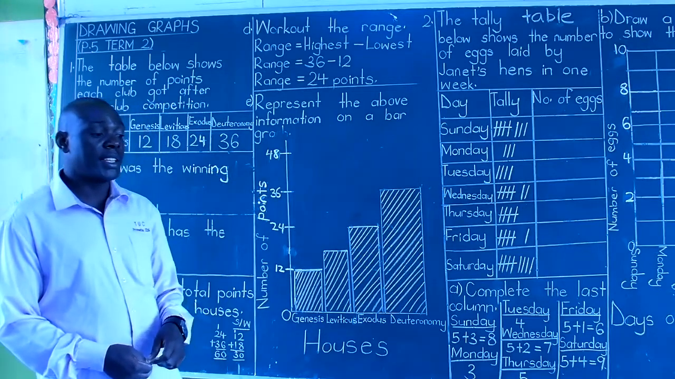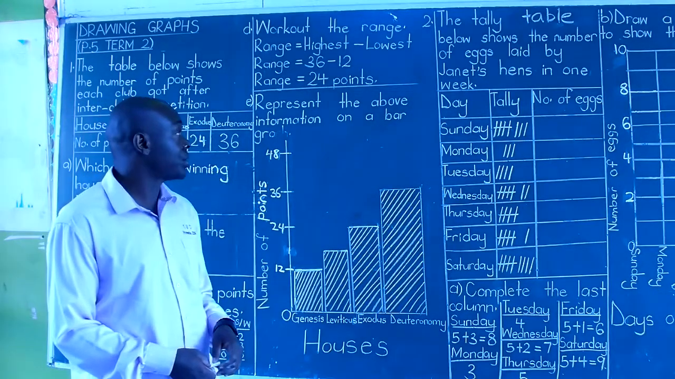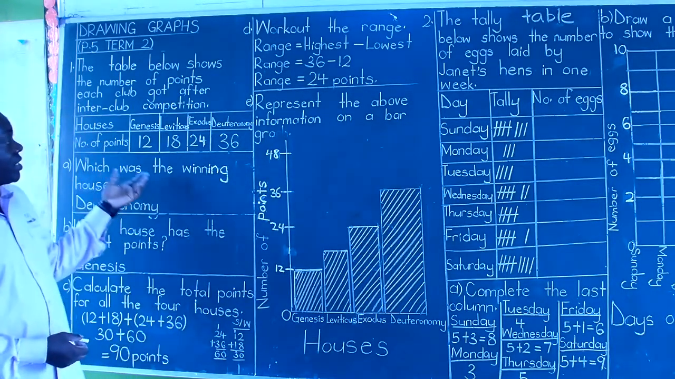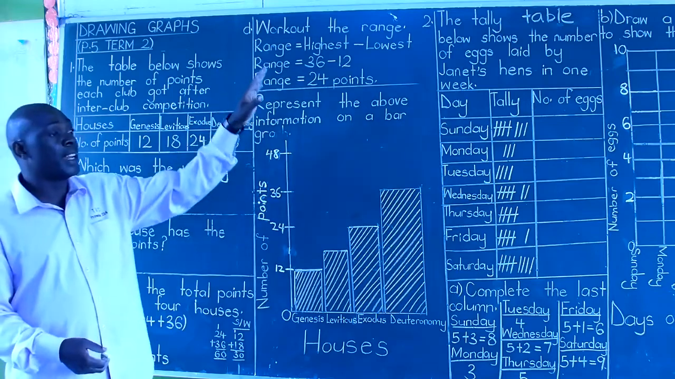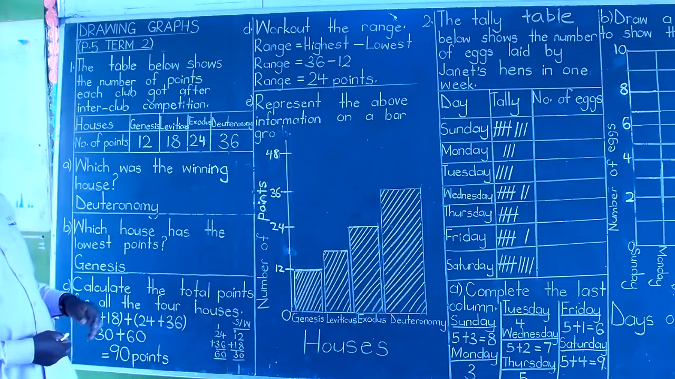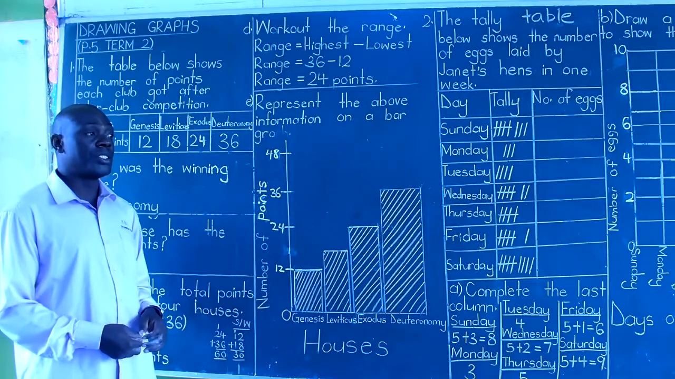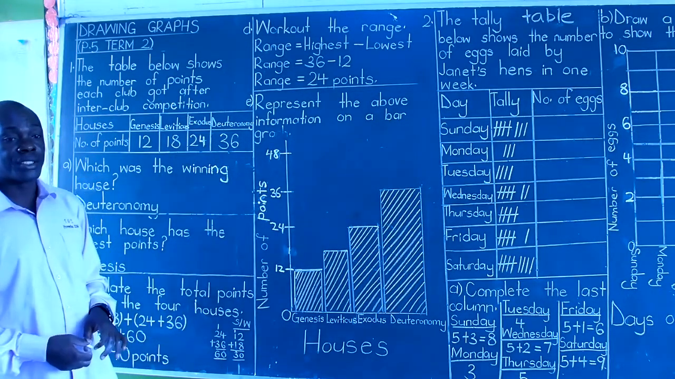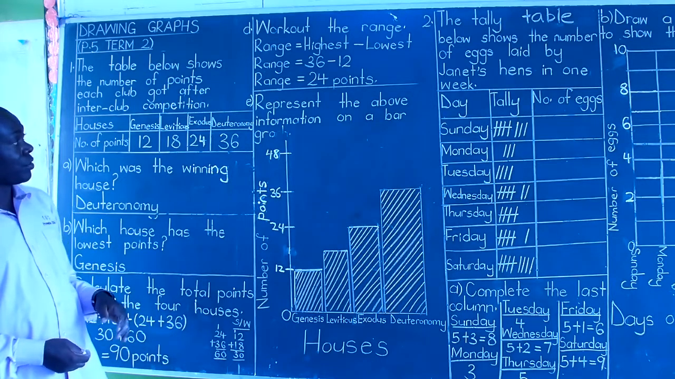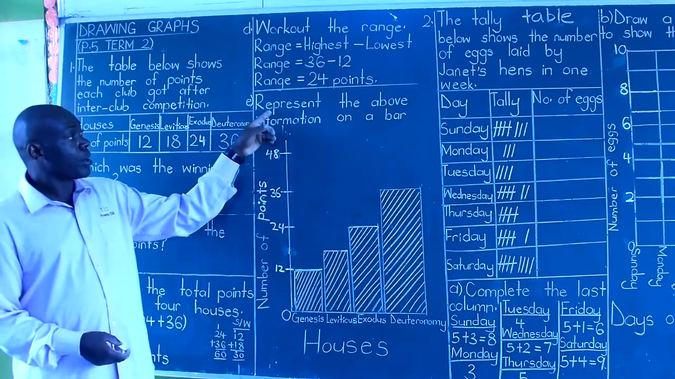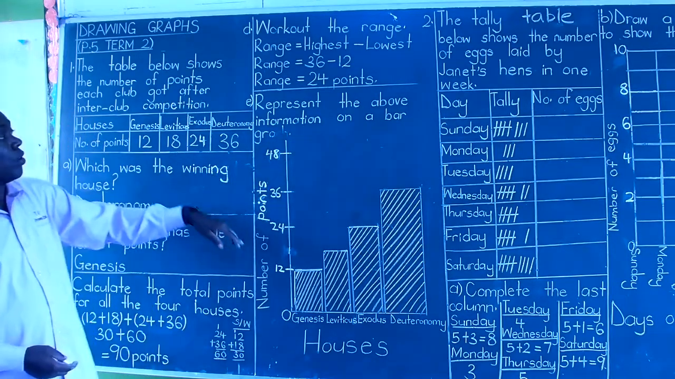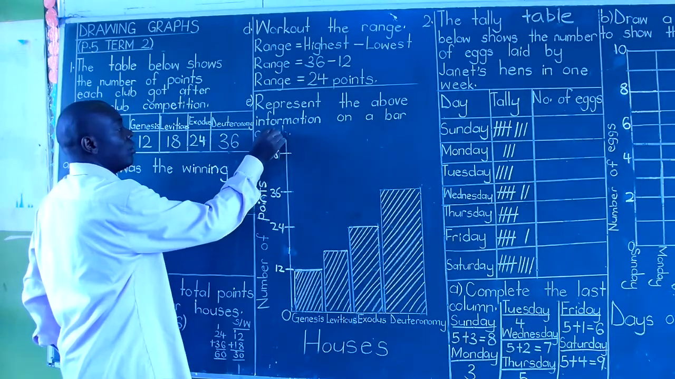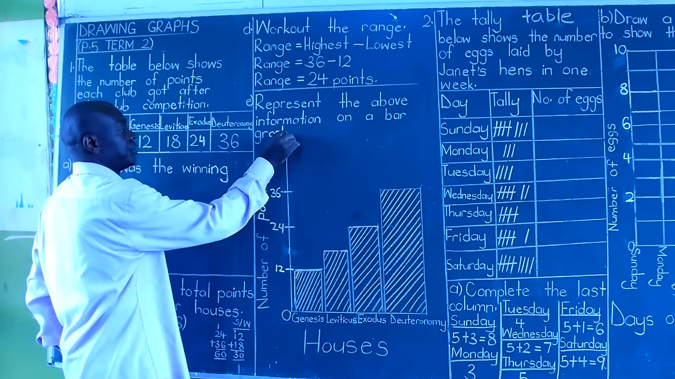So the difference between the highest score and the lowest score is termed as the range in statistics. So in the statistical data given, look out for the highest score and the lowest score. Subtract them and get what is termed as the range. And now part E brings our concern today, drawing graphs. So represent the above information on a bar graph.